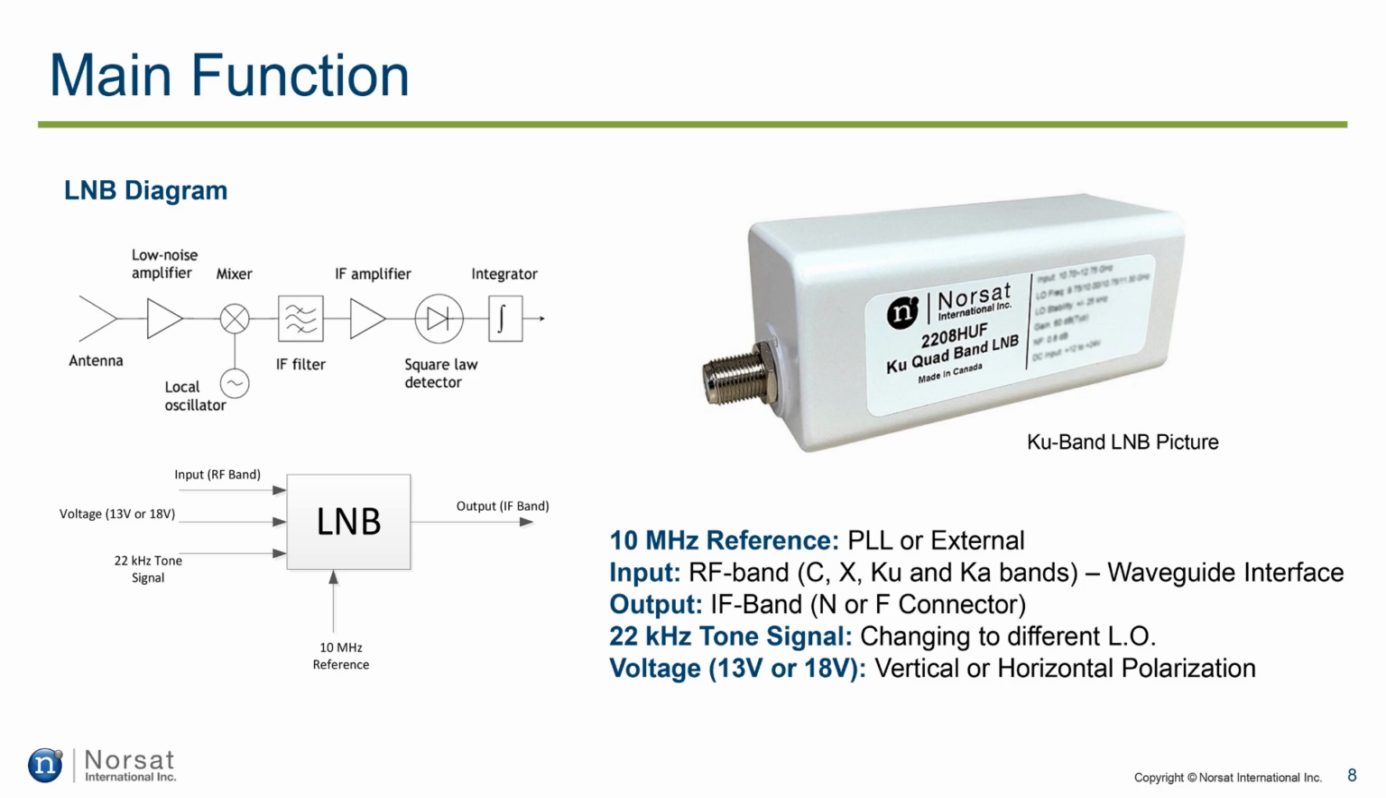There are three interfaces besides the input and the output of the LNB. The first one is the input voltage on the cable connected to the output of the LNB. This is used to power up the LNB and perform its main functions. Second is the 10 MHz reference, which can be supplied in case the LNB uses an external reference to perform the down conversion. The third interface is a 22 kHz tone signal. This tone, in combination with the different input voltages, can be used to select different bands in a multi-band LNB. In the next video, we will discuss the details of different types of LNBs and their specifications.